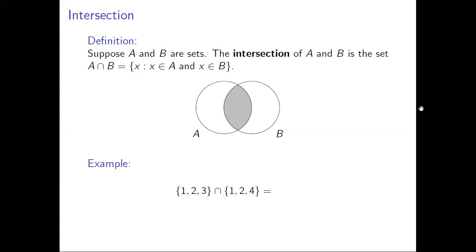Example, if we want the intersection of the sets {1, 2, 3} and {1, 2, 4}, these two sets, we want to look for all those elements that are in both of the sets at the same time. Actually there are two candidates for that, and they are 1 and 2. So the set {1, 2} is equal to the intersection of these two sets.